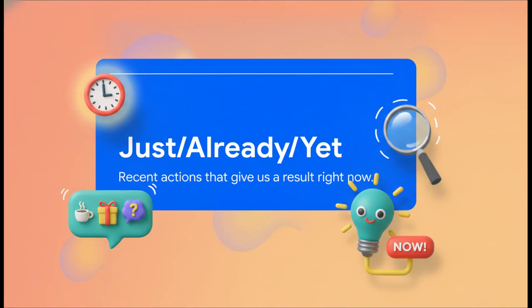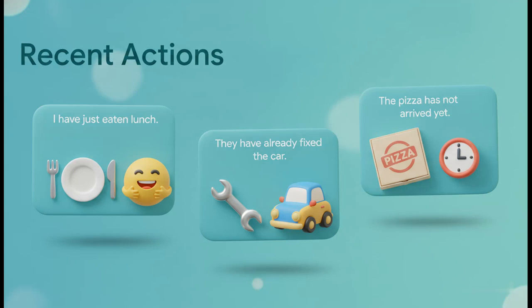Okay, let's move on to our next rule and see how this tense works for very recent actions. We often use the small words just, already, and yet with the present perfect. We use these for things that happened a very short time ago, but they give us a really strong result right now. Let's look at some everyday examples of these recent actions.